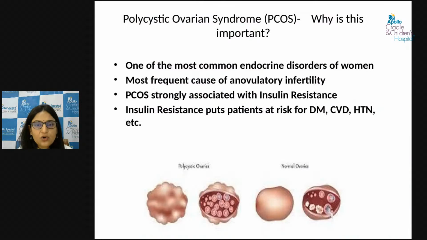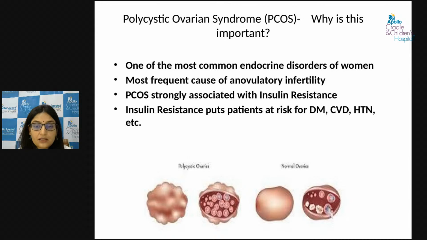First of all, I wanted to tell you what PCOD is and why it is important. It is one of the most common endocrine disorders in women and the most frequent cause of anovulatory infertility. Anovulatory, as you must understand, means where ovulation does not happen. PCOS is strongly associated with insulin resistance, and insulin resistance puts the patient at risk of diabetes mellitus, cardiovascular diseases, hypertension, and other endocrinal problems also. So now you can understand how important PCOD is.